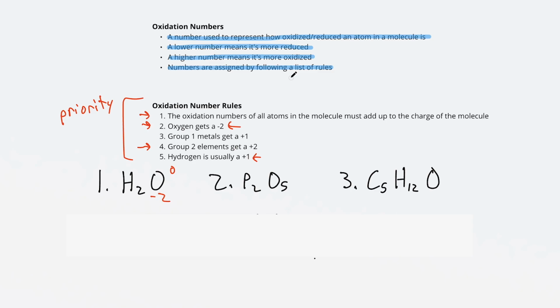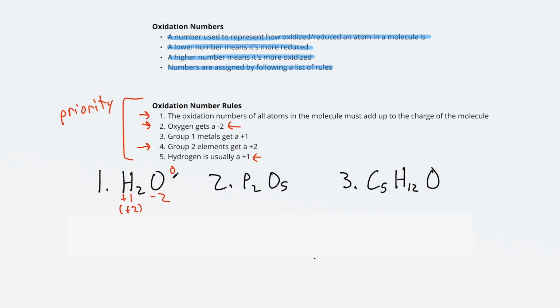So that means that our hydrogen atoms are going to have to offset that -2 to get us to 0. So hydrogen will be +1, because there are 2 hydrogens. In total, the 2 hydrogens will give us +2, which will offset the oxygen's -2 and give us a total of 0.